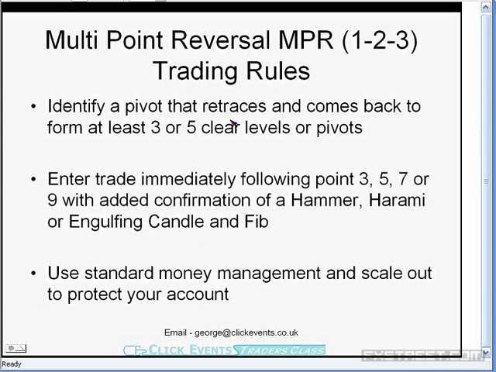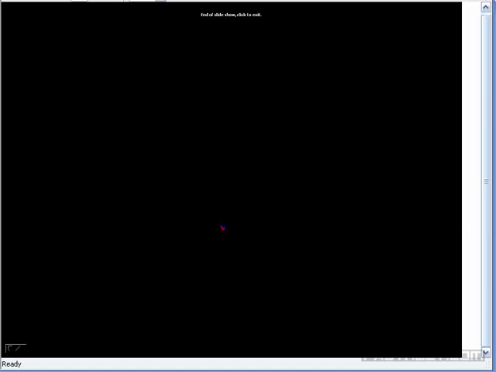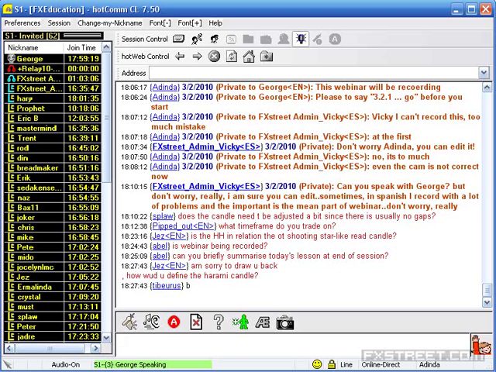So first of all, we've got to identify a pivot, a pivot low or a pivot high that retraces and comes back, and it's going to form 3 or 5 clear levels or pivot points. Enter the trade immediately following point 3, 5, 7, or 9 using the added confirmation of the correct candle formation, a hammer, Hallmey, maybe an engulfing candle. I haven't mentioned Fibonacci, but I do use Fibonacci as well. It may well have bounced off of Fibonacci. And of course, money management is the important thing so that one can scale out, protect an account, and of course, maximize profit.